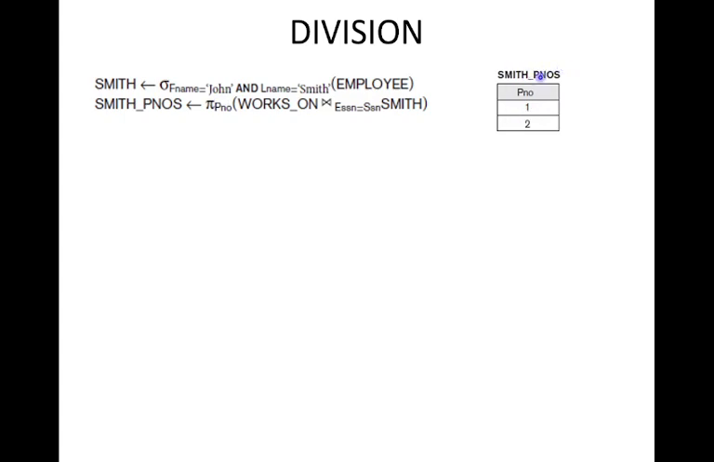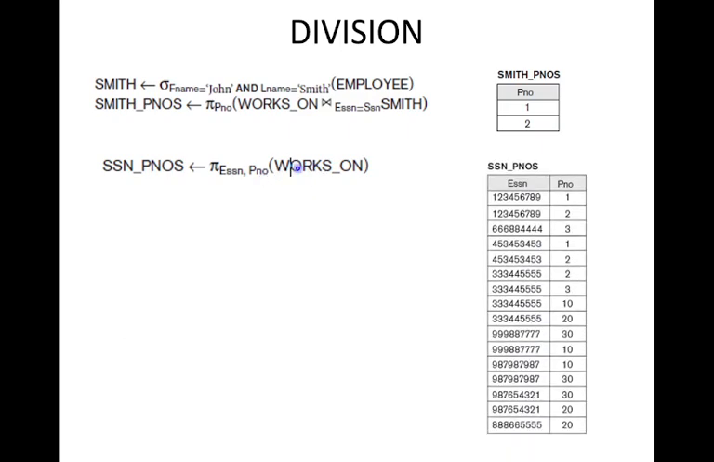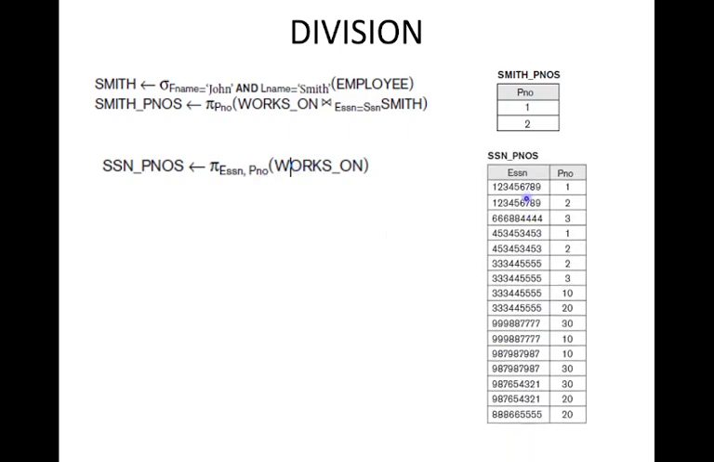So Smith is working on two different projects, 1 and 2. That is what we get from these two relations, these two operations. Then we project ESSN comma P number on works on. So we are projecting ESSN and project number from works on. The resultant will be like this. So these are the employees working on different projects.